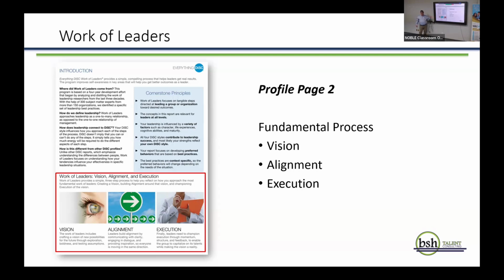All right, any questions on the overall layout on that first page?